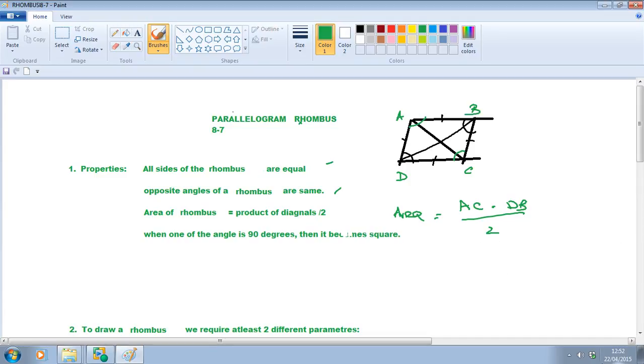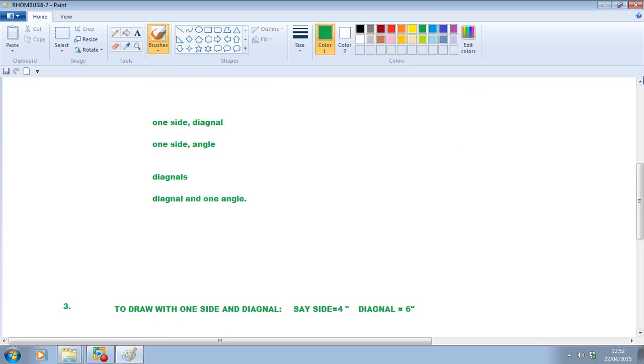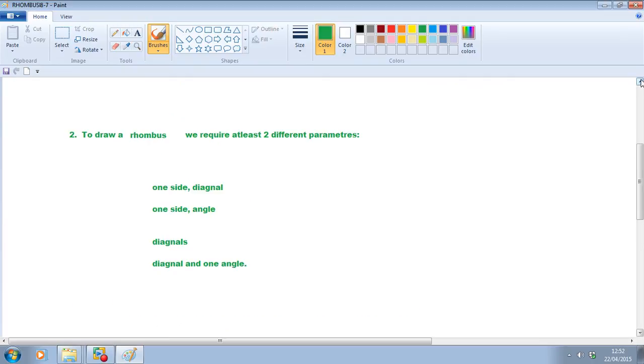In this chapter we'll discuss how to draw a rhombus. We require at least two different parameters. If we know the length of one side and the diagonal, we can draw the rhombus. Or one side and an angle. Or we know the length of the diagonal and one angle. Then we can draw. So we will see the different ways we can draw.